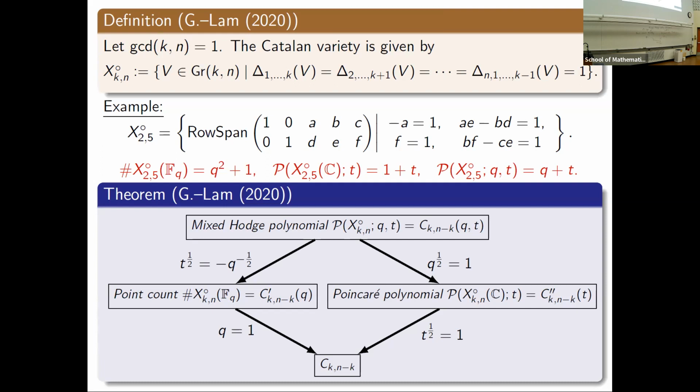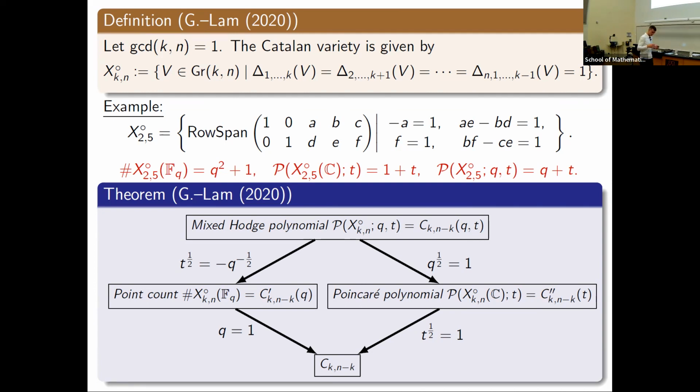Am I actually using the complex structure to compute the mixed Hodge polynomial? Well, I'm using the structure of an algebraic variety. This is not an easy computation. We're using a lot of sheaves and so on for this.